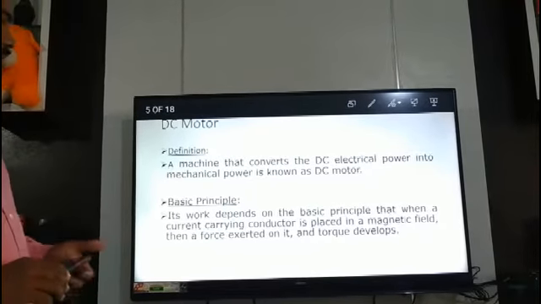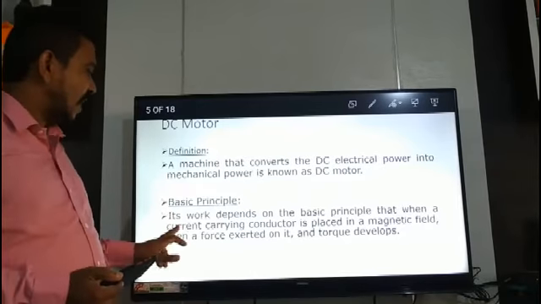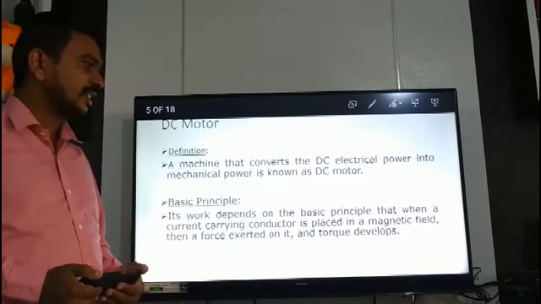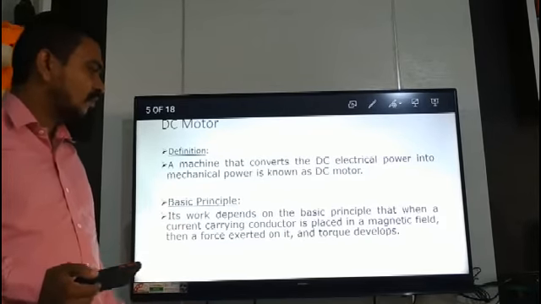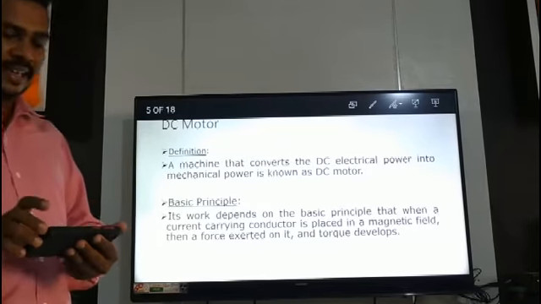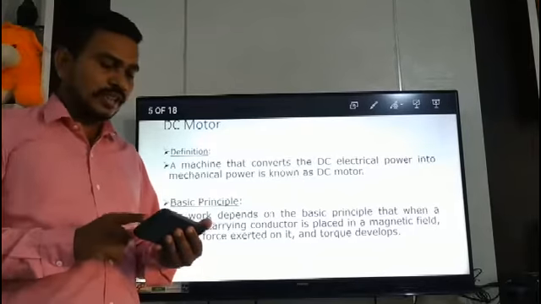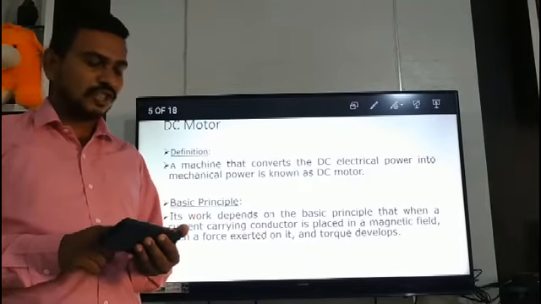The basic principle is that its work depends on the principle that when a current carrying conductor is placed in a magnetic field, then a force is exerted on it and torque develops. So whenever a current carrying conductor is placed in a magnetic field, it experiences a force. On this basic principle, the DC motor operates.